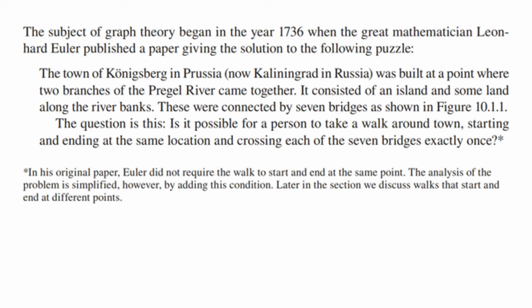The subject of graph theory began in the year 1736 when the great mathematician Euler published a paper giving the solution of the following puzzle. The town of Königsberg in Prussia, now Kaliningrad in Russia, was built at a point where two branches of the Pregel River came together. It consisted of an island and some land along the banks. These were interconnected by 7 bridges, and I'll show you a picture of that in a moment. But the question was this: is it possible for a person to take a walk around town, starting and ending in the same location, and crossing each of the 7 bridges exactly once? That means once and only once.